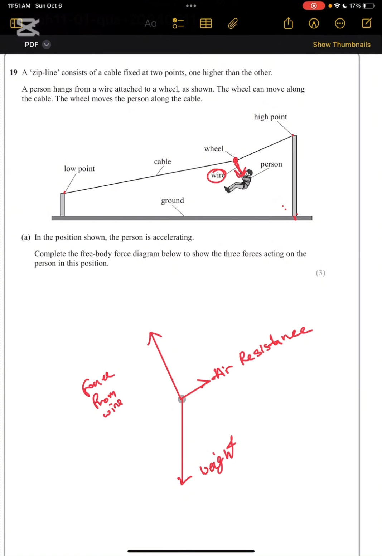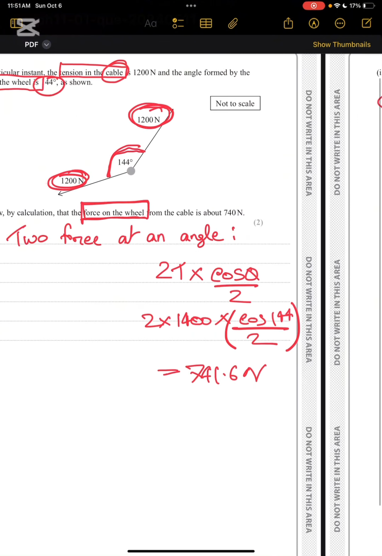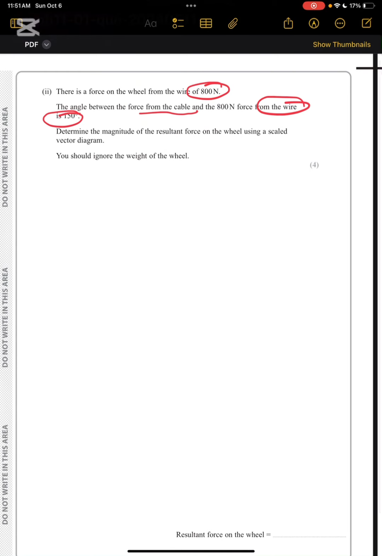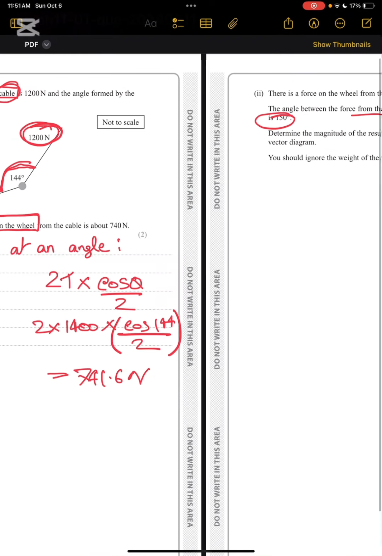And the force on the cable will be in this direction, as this is the cable. So we have to add a vector diagram right now. We have to find a vector diagram. They have said the angle between the force from the cable is 800 Newton and the force from the wire is 1. We have found the force from the cable previously.